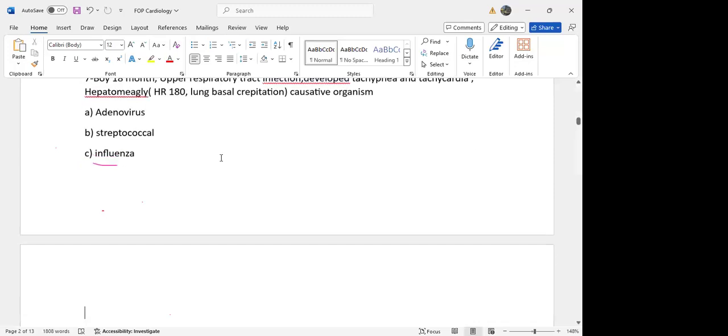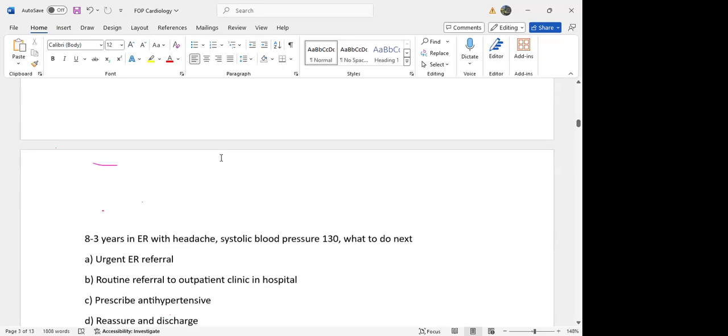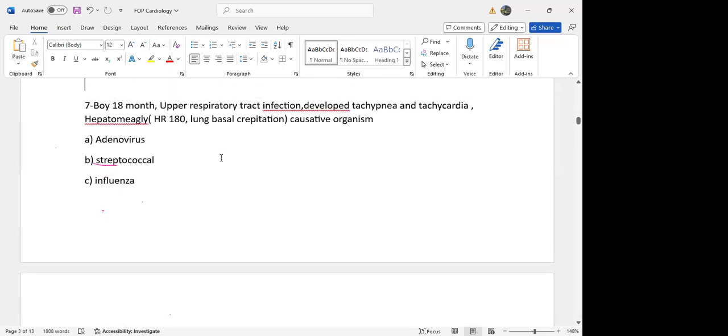After a respiratory infection, if the child develops hepatomegaly, tachypnea, tachycardia, most likely this is myocarditis. So what are the most common organisms for myocarditis? You have to remember two. The most common organism is Coxsackie virus B, and after Coxsackie virus, you have adenovirus. So the answer here is adenovirus.